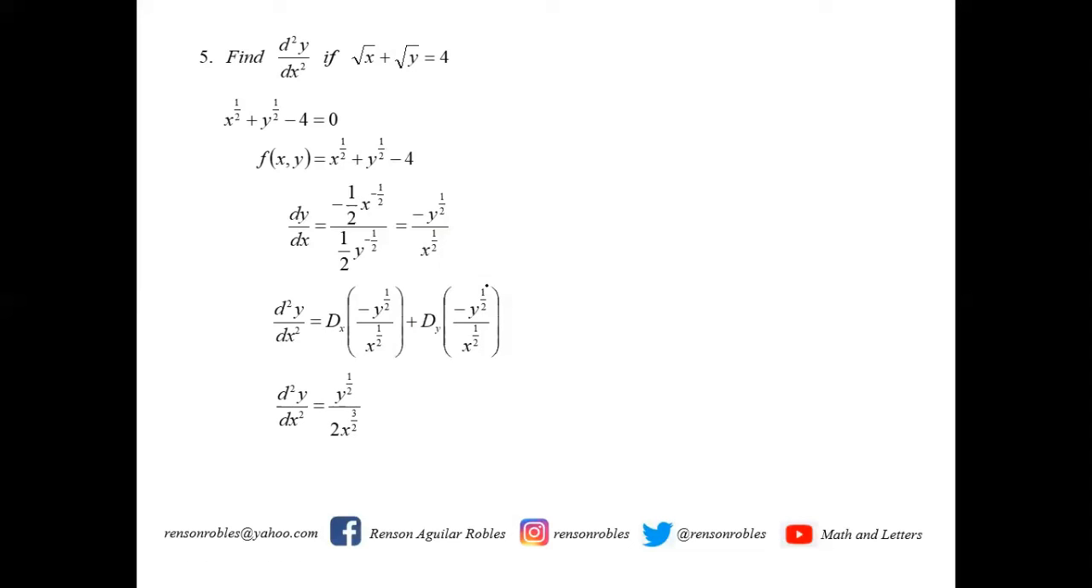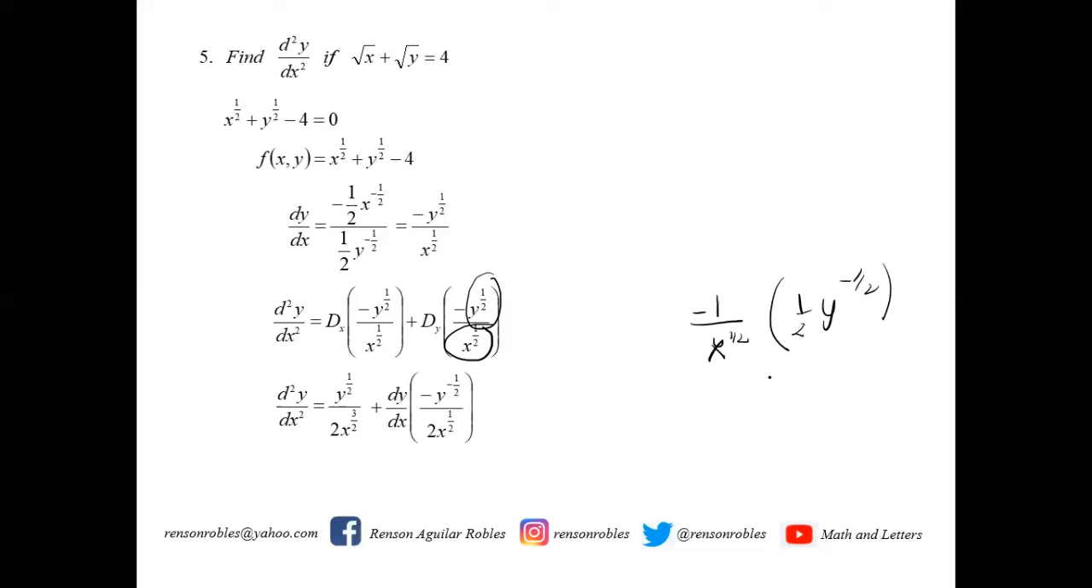And since we are now differentiating it with respect to y, x raised to 1/2 is constant, so I'll just have negative 1 over x raised to 1/2, then I will just differentiate y raised to 1/2. So that's 1/2 y raised to negative 1/2. So you shall have negative y raised to negative 1/2 all over 2x raised to 1/2.